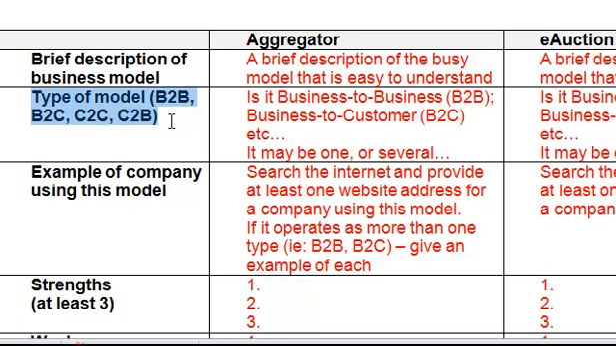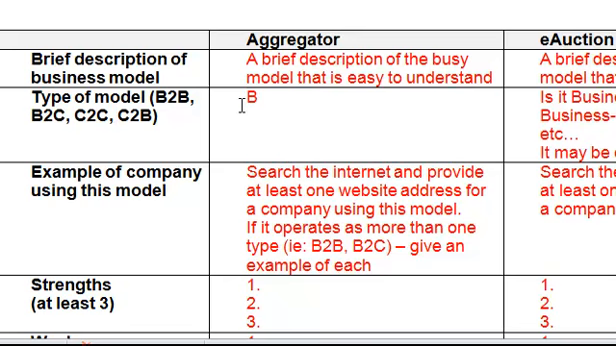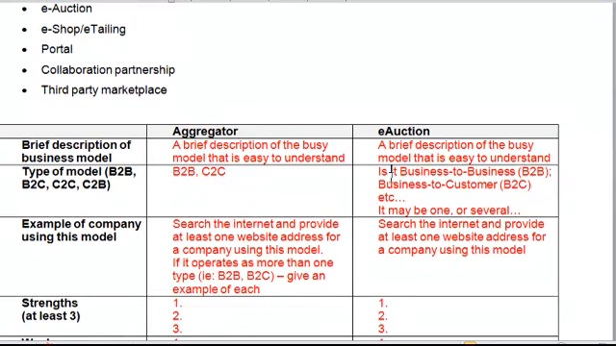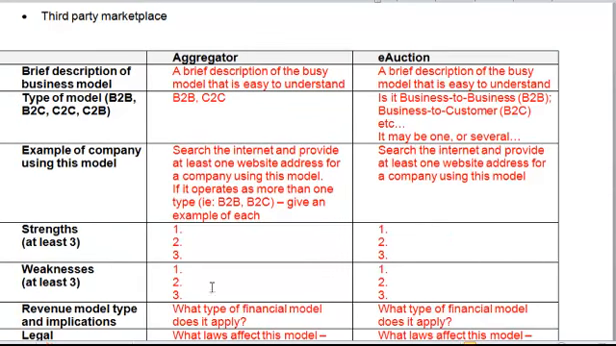So is an aggregator a business to business? Is it a B2C? Is it a C2C or a C2B, customer to business? So you just decide, and it may be more than one. So here you might just go B2B and C2C for argument's sake here. And you do the same with e-auction. So one column is all about aggregator, the other, in my example, is all about e-auction.